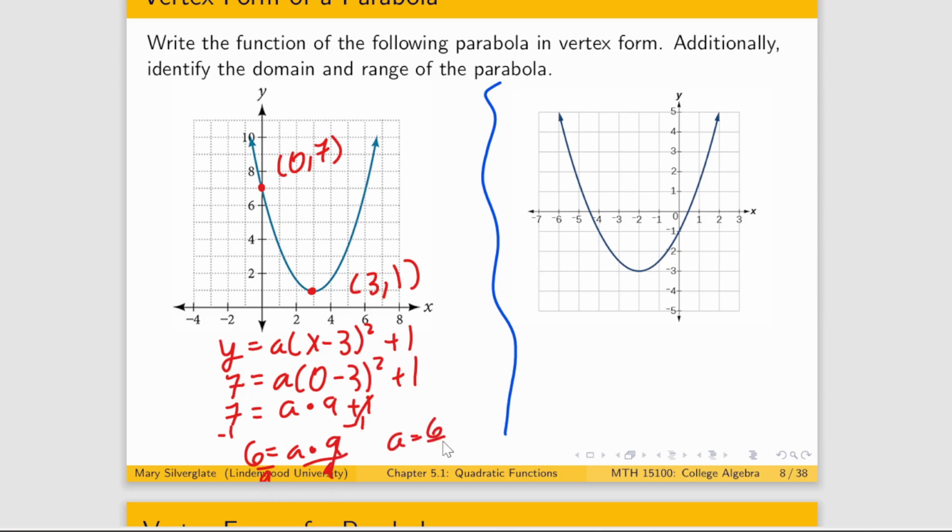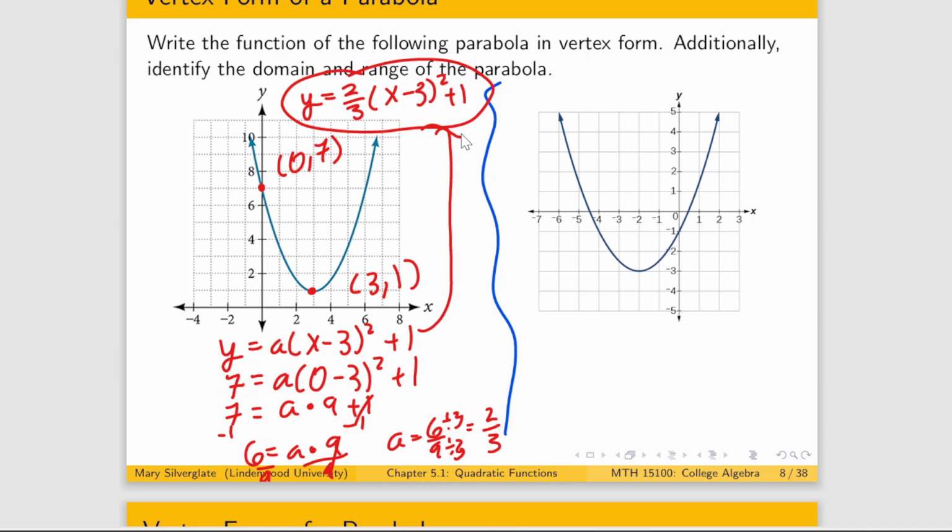So a is equal to 6/9, which is equivalent to, both of these can be divided by 3. 6 divided by 3 gives us 2. 9 divided by 3 gives me 3. So our final equation is y is equal to 2/3 (x minus 3) all squared plus 1. And that was just taking this form and replugging in a.